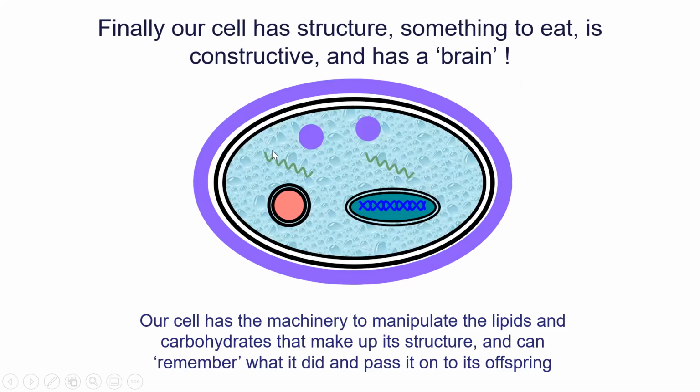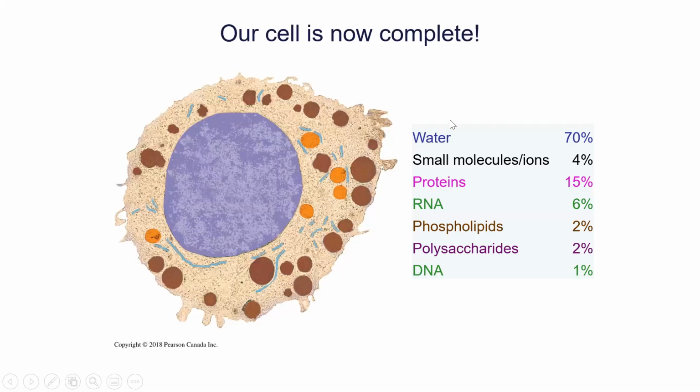So there's our little cell. It has a brain. It's remembering what to do, and it's all ready to go. And here are the proteins again. And here's the breakdown in terms of the percentage, by mass, of what you're looking at in a cell. So lots of water. Proteins are the big one, followed by RNA, phospholipids, of course, because of the membranes. And then a small percentage is actually polysaccharides and DNA. That doesn't mean they're not important, just in terms of the mass, that's what we're looking at.